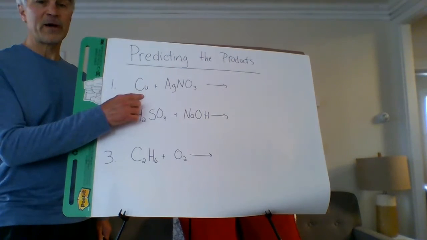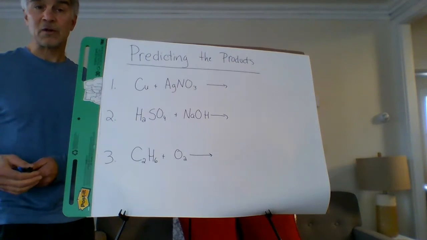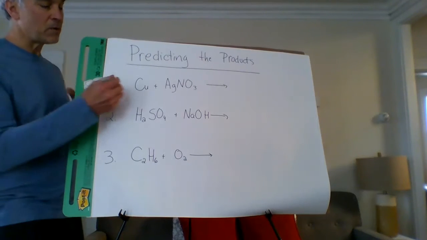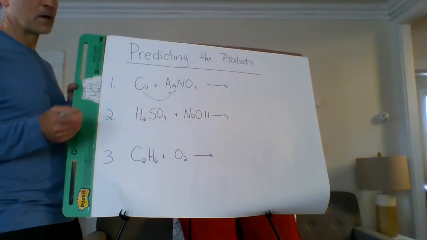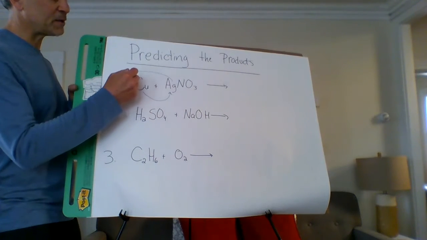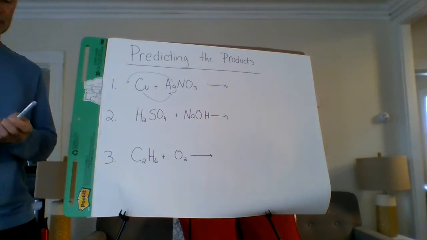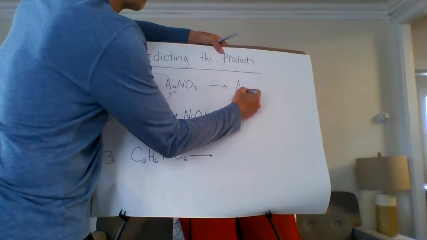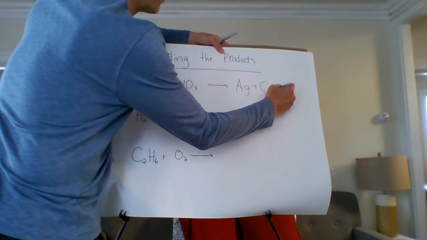Well, you have an element by itself and then a compound, so you would recognize this as a single replacement. And since it's a single replacement, you know that the copper is going to replace the silver, and the silver is going to go off by itself. Therefore, your products are going to be silver by itself plus copper nitrate.